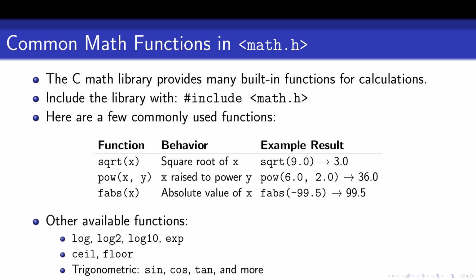You also have fabs of x, which returns the absolute value of a floating point number. So fabs of negative 99.5 becomes 99.5. These functions make it easy to handle complex mathematical operations in just one line of code.